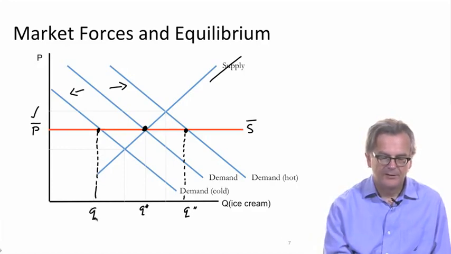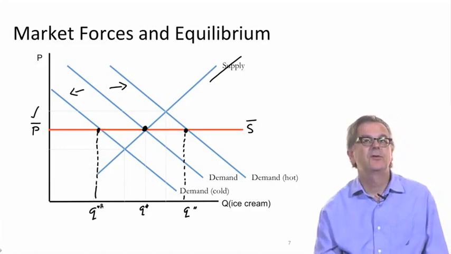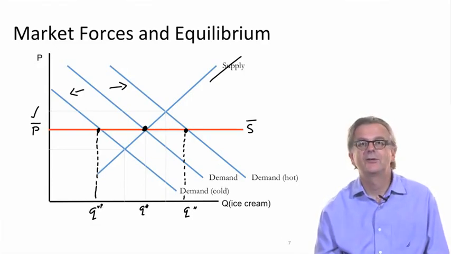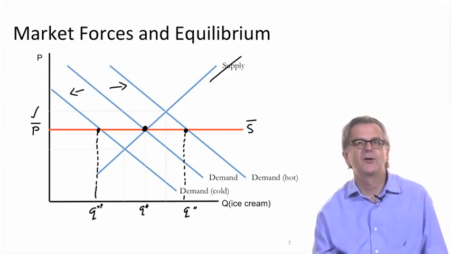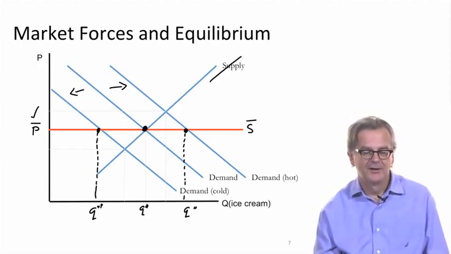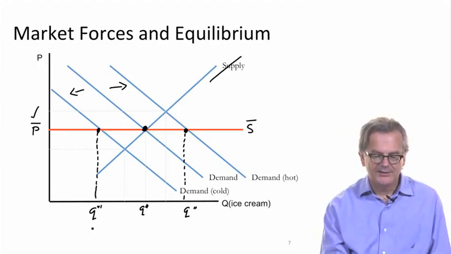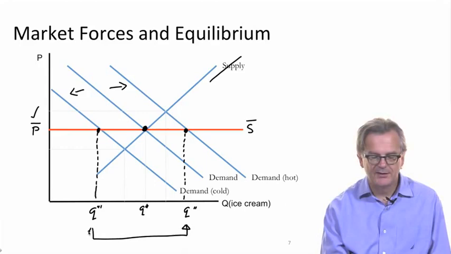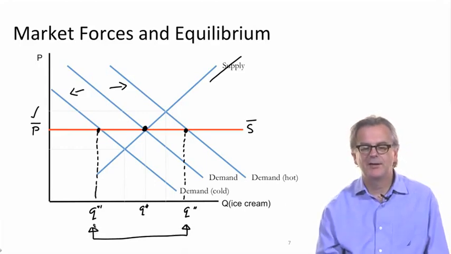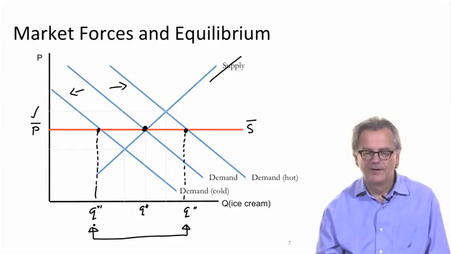Not much ice cream gets produced that day. It may be that the ice cream store owner tells some of his or her staff, look, don't bother coming into work today, it's cold, we're not going to sell much ice cream. So the adjustments to these changed market conditions are all taking place through variations in quantity.